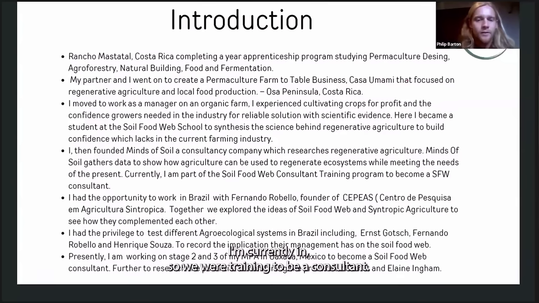I'm currently in soil food web training to be a consultant. I had the opportunity to move to Brazil and work with Fernando Robuelo, the founder of CPAS, the Centro de Pesquisas en Agricultura Sintrópica, one of Ernest's students. We were working together on the soil food web and the principles of syntropic agriculture and combining them together. I had the privilege then to work with Ernest, Fernando, and Ernest's friend Enrique Souza to record the implication of their management strategies of this agroecological model and to look into the soil food web. And currently I'm completing my stage 1 and 2 in Oaxaca, Mexico.